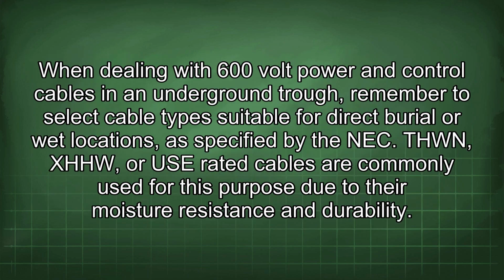When dealing with 600-volt power and control cables in an underground trough, remember to select cable types suitable for direct burial or wet locations as specified by the NEC. THWN, XHHW, or USE-rated cables are commonly used for this purpose due to their moisture resistance and durability.